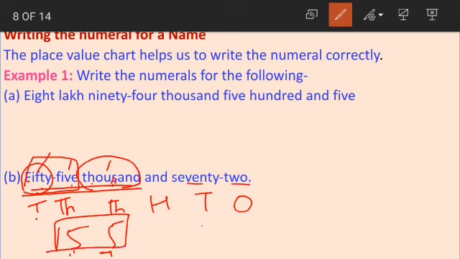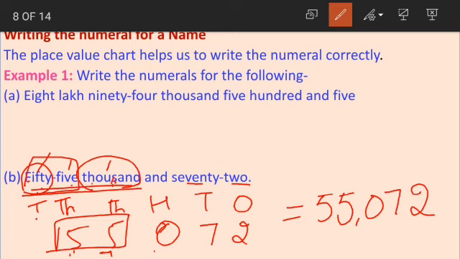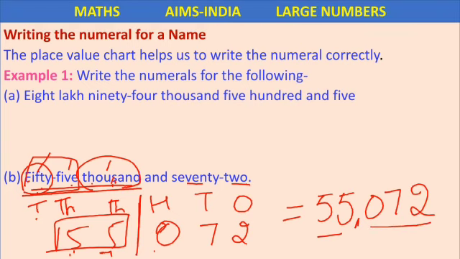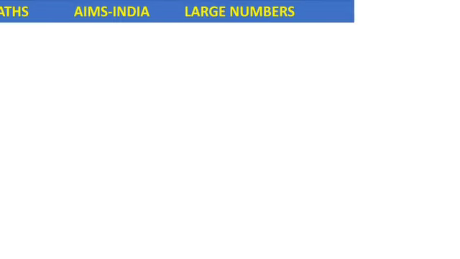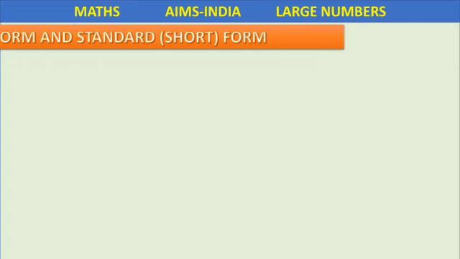Now where does this 70 come? 70 means 7 in tens place. 2 means 2 in ones place. Now what about hundreds, children? Again, a number in the hundreds place is missing. We have nothing in hundreds place. So we simply write 0 in the hundreds place. What numeral did we get here, children? 55,072. Why comma? Because the thousands period has ended here. 55,072 is our numeral here. Understood children? See, place values help you to write the numerals for number names.